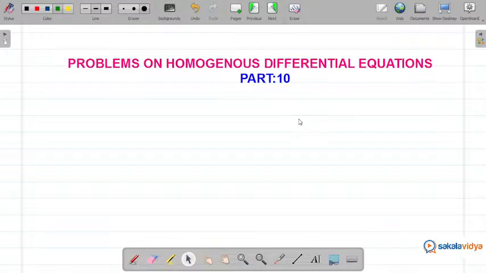So now today we discuss problems on homogeneous differential equations, part 10. Under this part 10 we are going to discuss the problems on homogeneous differential equations. In the last session we completed the concept of homogeneous function, what homogeneous differential equations are, and how to solve them, which we studied yesterday. Today we will concentrate on the problems.